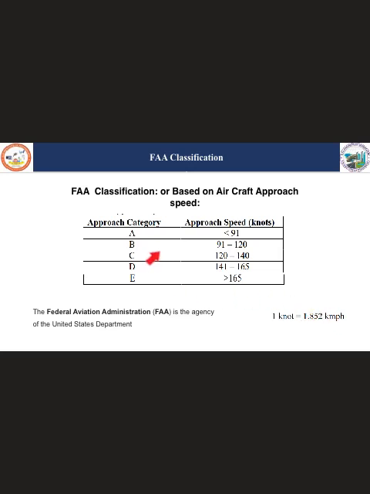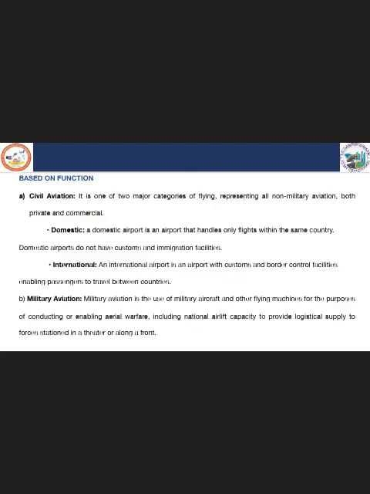We can classify the airport as category A if the approach speed of aircraft is less than 91 kmph, and B if 91 to 120 kmph. Similarly, for the other categories of the airport, the FAA has given the limitations for the aircraft approach speed.